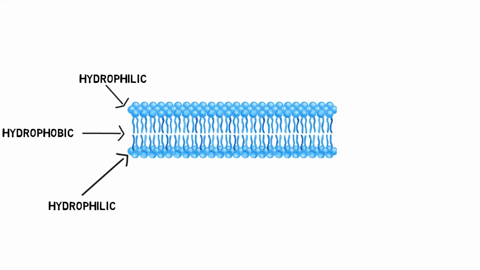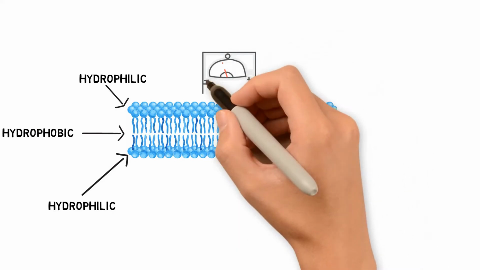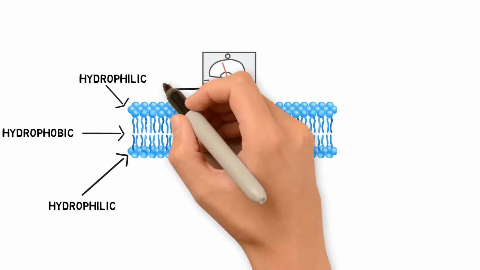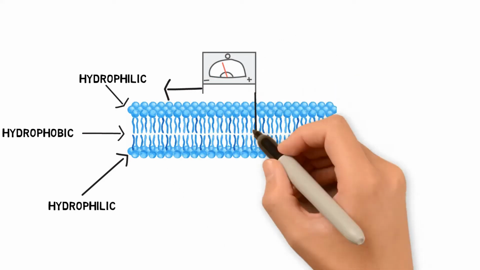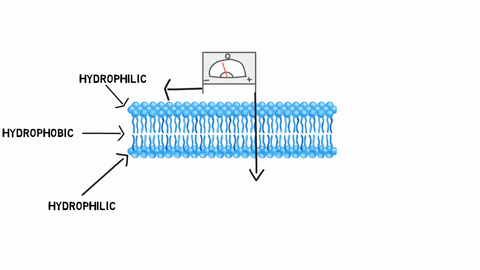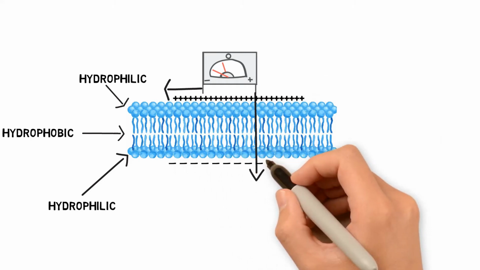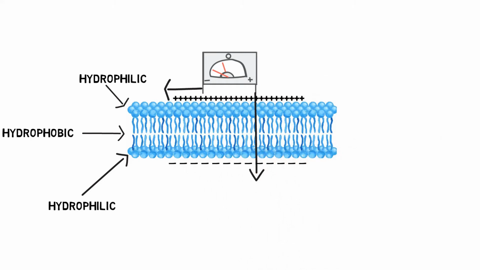There is a potential difference across the membrane of the neuron. If you take a voltmeter and place one electrode in the extracellular space and one in the cell, you will see the inside of the cell is negative compared to the outside of the cell. This is called the membrane potential.